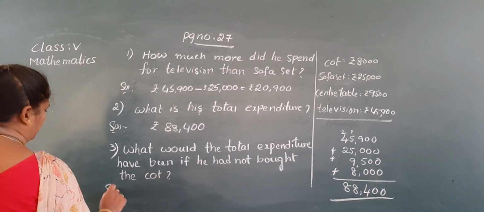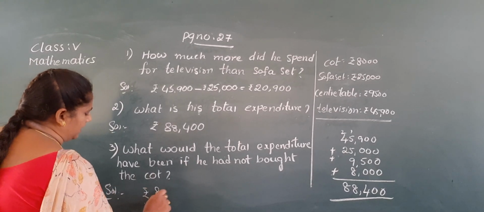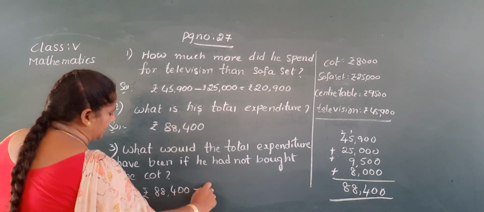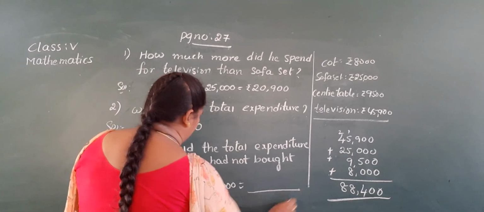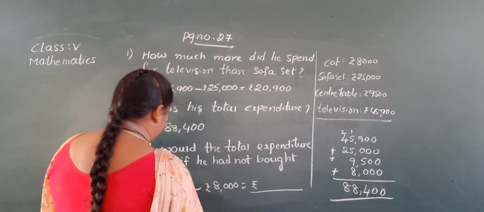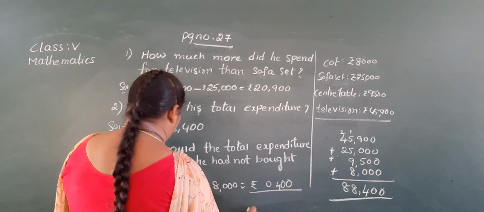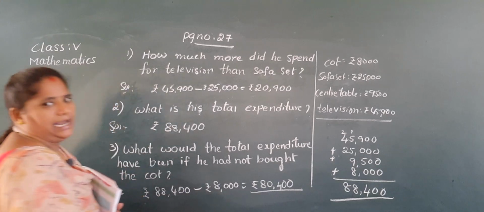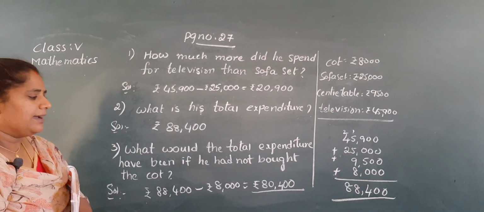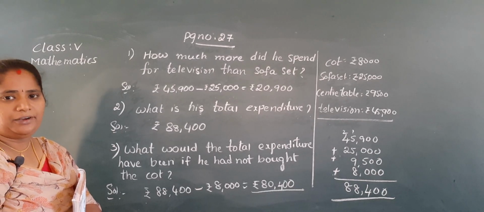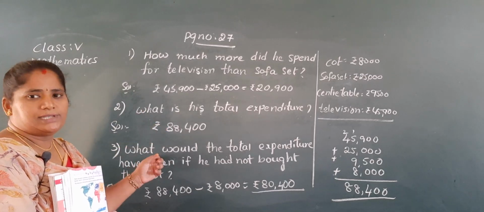Suppose if we had not bought the cart, what is the cost of the remaining? So, from the total, we have to subtract 8,000 rupees. Then we will get the total expenditure of the remaining items. See, here 0, 0, 4, 8 minus 8 is 0 and 8, 80,400 rupees. So, what would be the total expenditure? Yes, 80,400 rupees. Okay, is it clear to you children how to fill up these questions?